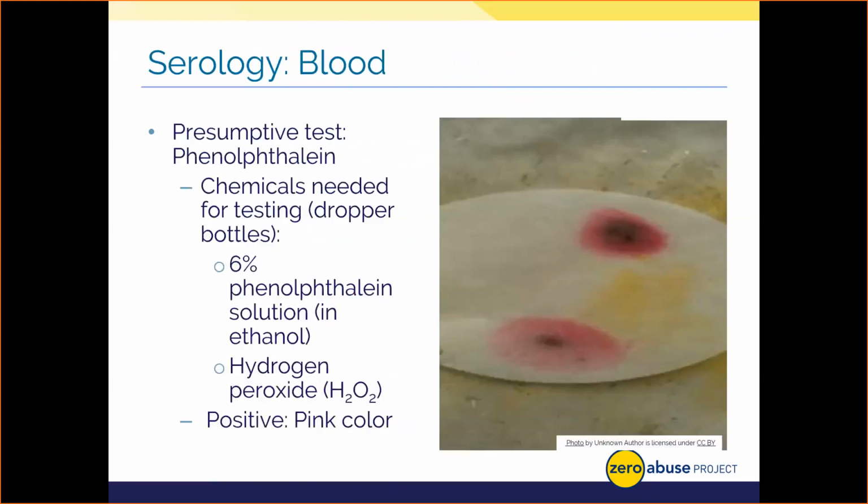So let's go ahead down the path of serology and start by looking at blood. What we're going to do in the subsequent slides is look at the different testing measures serologically, our presumptive or confirmatory tests, if both or one or the other exist for each bodily fluid type. Looking at blood, the presumptive test widely used today is the phenolphthalein test.